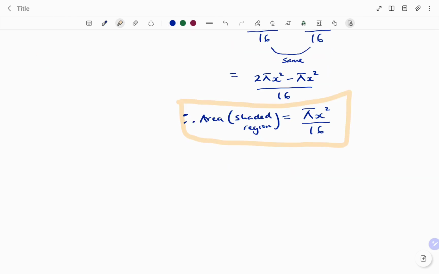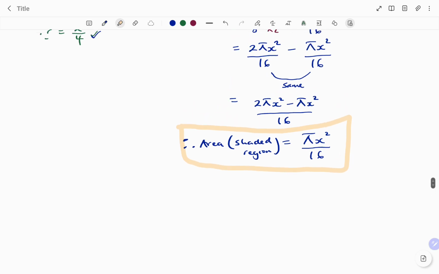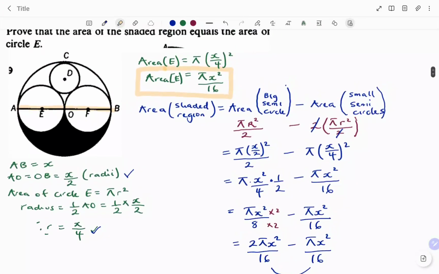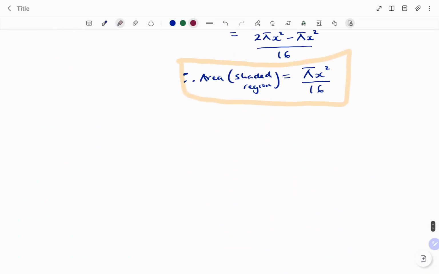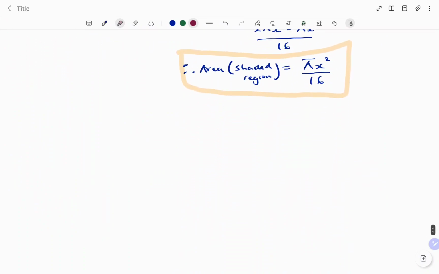So note that the question says show that the area of the shaded region is equal to the area of circle E. If I go back to the area of circle E, I have that as area of circle E equals pi x squared over 16. And likewise, if I go back to the area of the shaded region, I have that as pi x squared over 16. So I've been able to prove that both areas are the same.